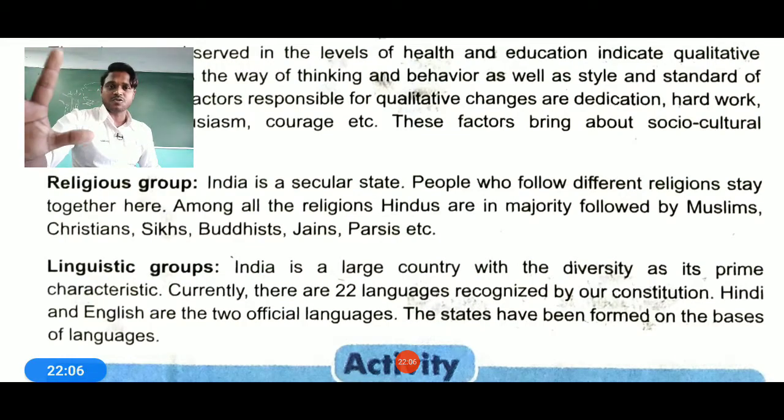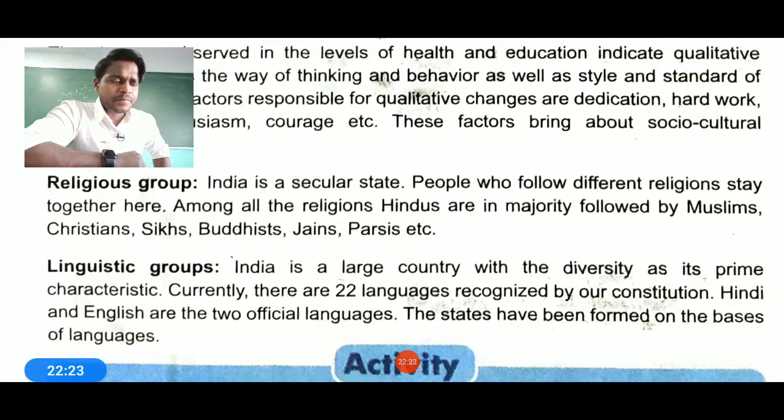recognized by the constitution. So India is a large country with diversity in its own prime characteristics, and therefore Hindi and English are the two official languages that all the states are actually based on. But let me give the extra gyan.